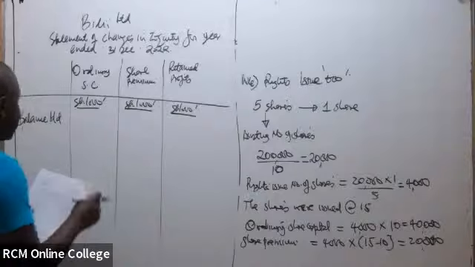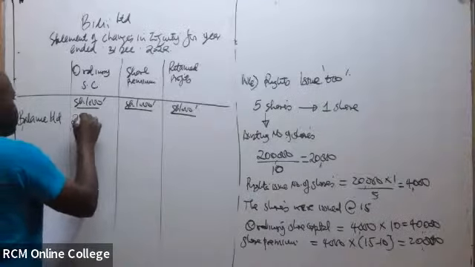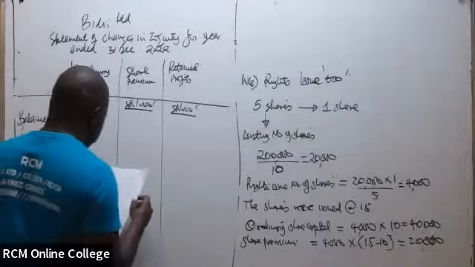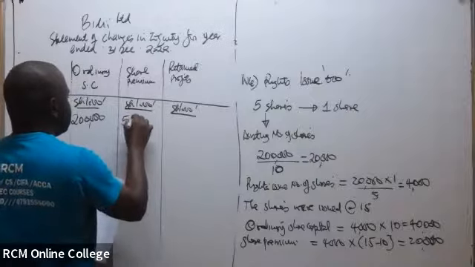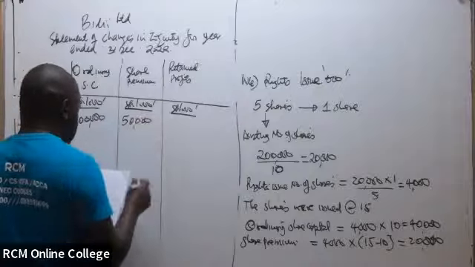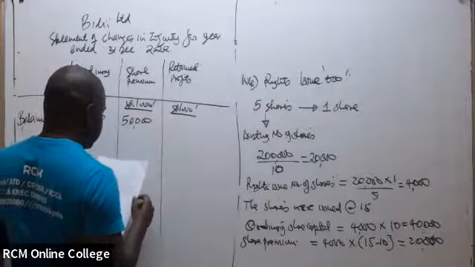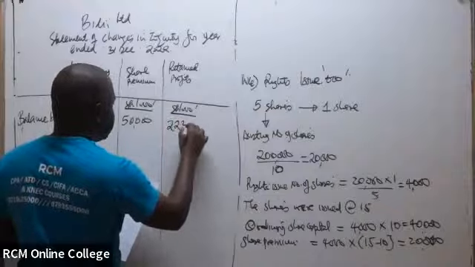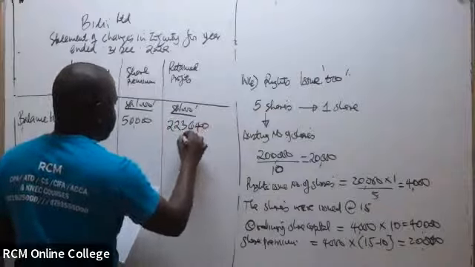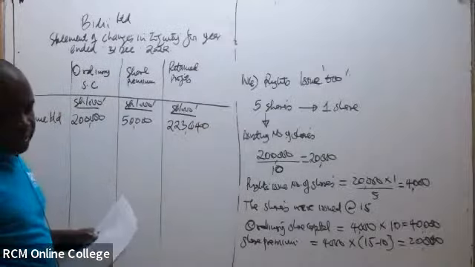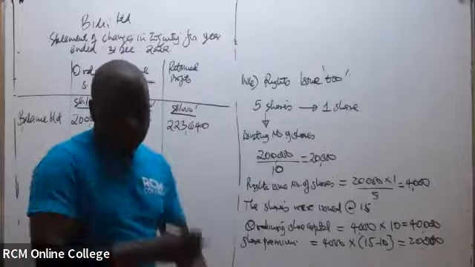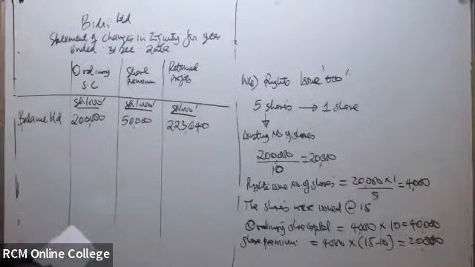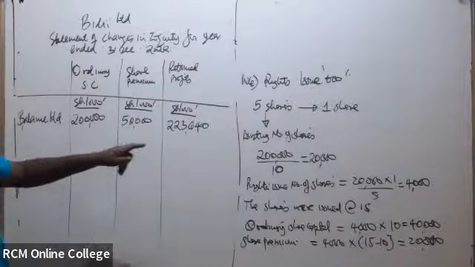So for the ordinary share capital, in this case, we have 200 million. This one we have 50 million. This one we have 223,640. But remember, there's something I told you about this one.